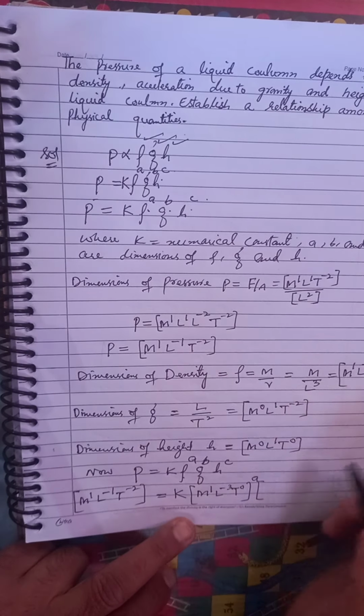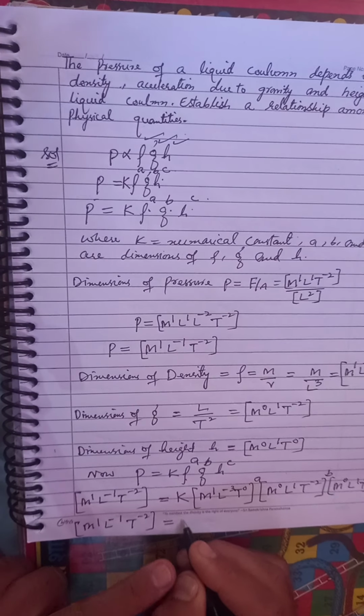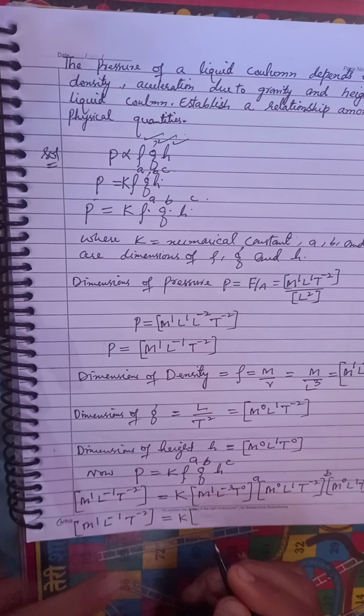So I'll write here M naught L1 T raised to power minus 2, raised to power b. Then we have height, that is M naught L1 T naught, raised to power c. So I will write here M1 L raised to power minus 1 T raised to power minus 2 is equal to k times.